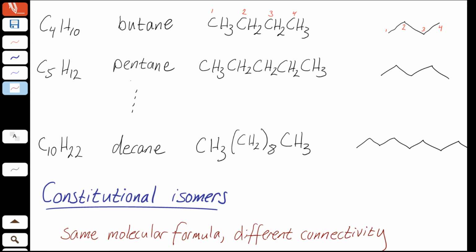Okay, so we got a couple different possibilities. A few people are raising this up. Is this or that? Does that represent a different connectivity, a different way of the atoms being connected to each other?